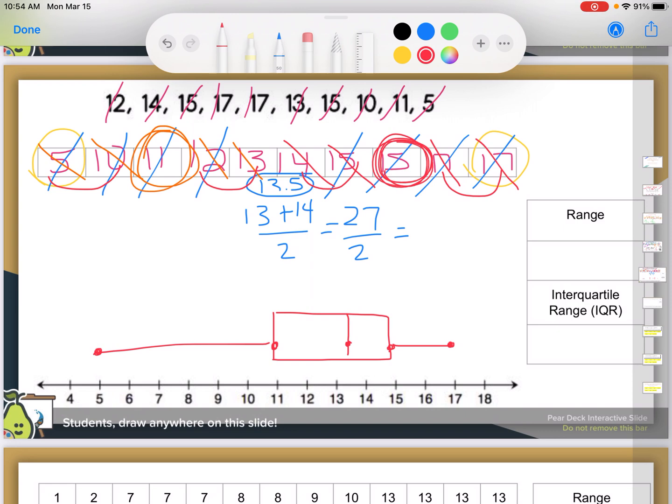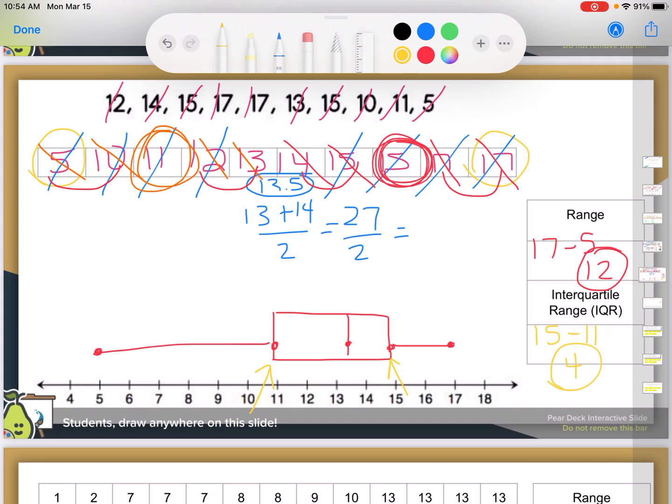So the range is going to be 17 minus 5, and I get 12. So the range of my data is my biggest number minus my smallest. And then the interquartile range is the sides of the box. So that's going to be 15 minus 11, which is 4.